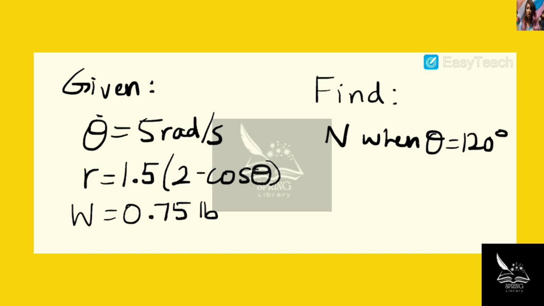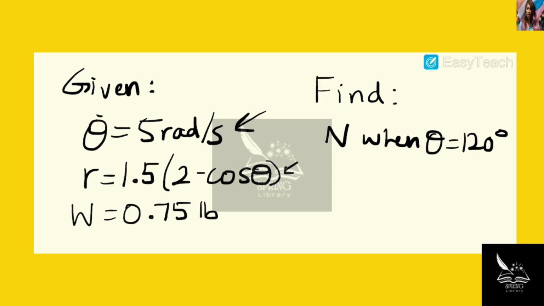Hi everyone. So what we have today is a problem that has a rod OA that's rotating counterclockwise about a point with angular velocity theta dot equal to 5 radians per second. The contour of the path is given by this equation right here: r is equal to 1.5 times the quantity 2 minus cosine theta.